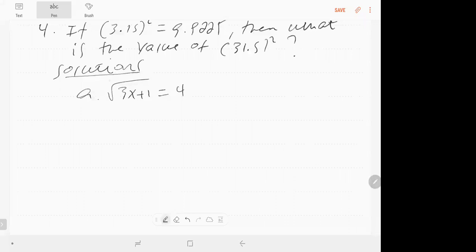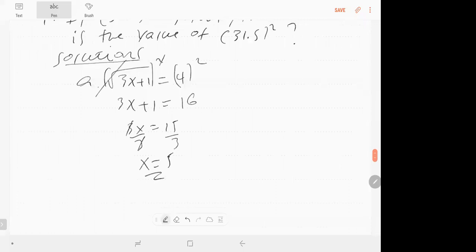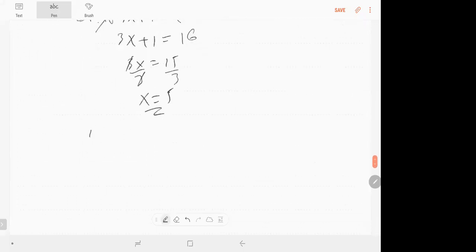When you take the square of both sides, this square cancels out this root, so 3x plus 1 is left. This one is just 16. When we transfer this number to the right side, it will be minus, so 3x equals 15, and over 3, x is equal to 5. Okay, the next one, B.